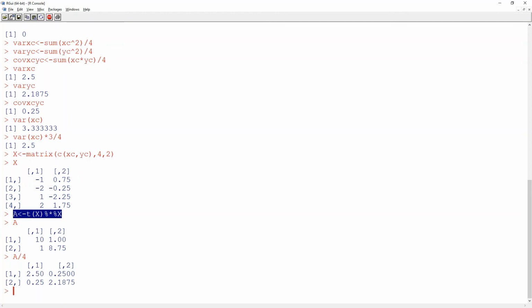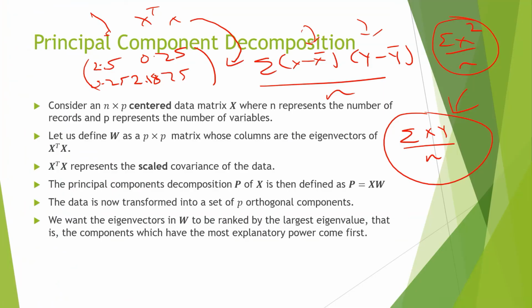So, in other words, we have done this first step here, which is the transpose of X times X. What is this step about? Let me just remind you. This is the step that we are talking about. We have computed the transpose of X times X. What is the next step? The next step is to find the eigenvectors of that matrix, of that variance covariance matrix.